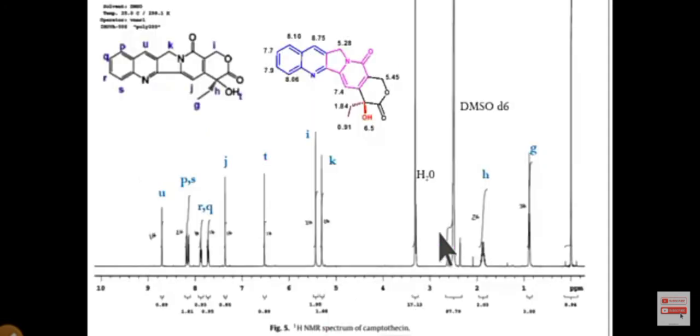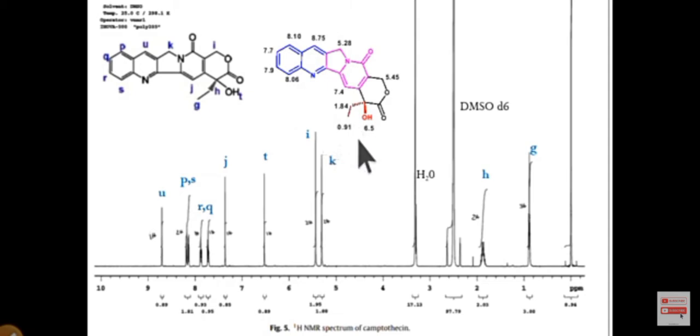Now let's see the H1 NMR. This is a very important part of the lecture. As you can see, there are many signals and a very clear NMR. I used the same references for this NMR image. So let's see the signals one by one. The first signal is G. Now you can see I have 2 photos of camptothecin. G is here. This is a methyl group. The methyl group comes at 0.91.